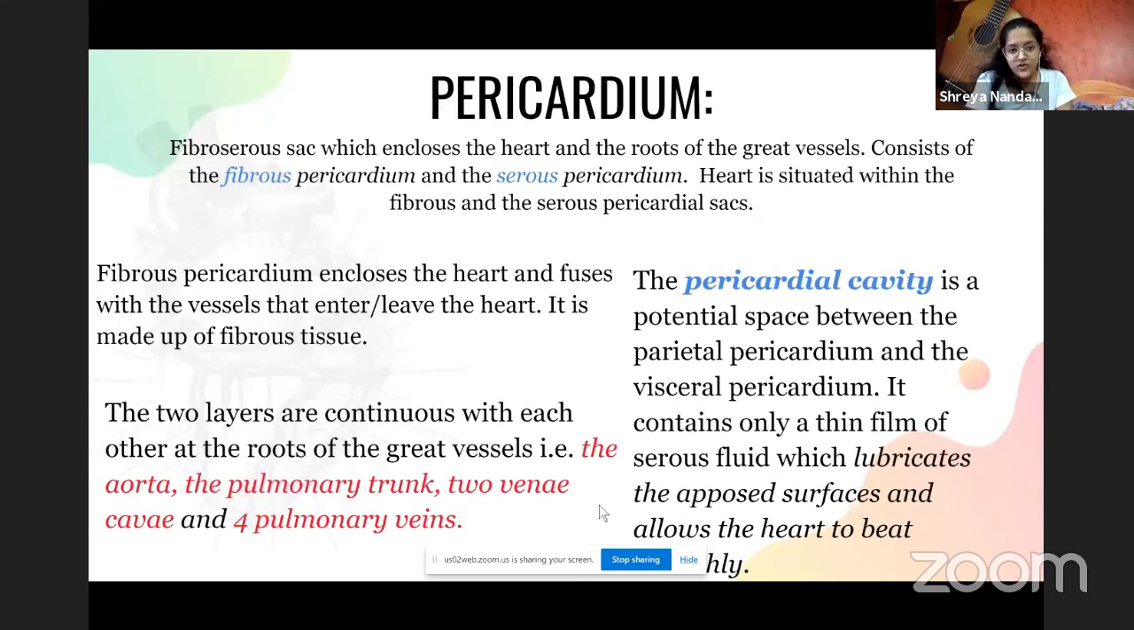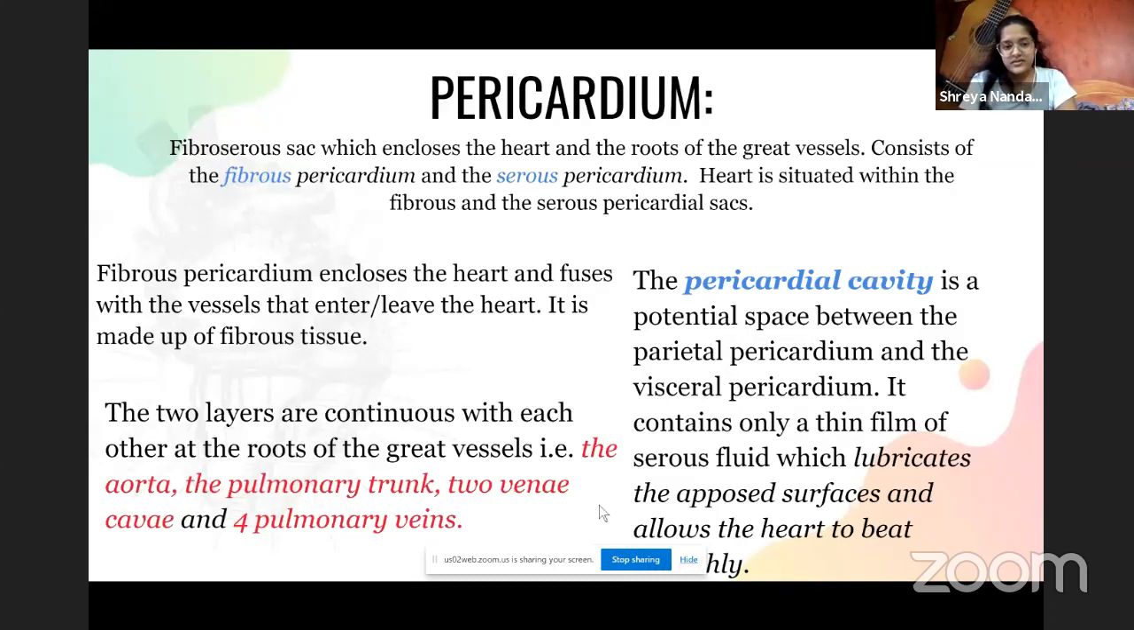Next, we move on to the pericardium, which is the protective covering of the heart. The pericardium has two layers, that is the fibrous pericardium and the serous pericardium. Both of these layers are continuous at the roots of each of the great vessels, that is the aorta, the pulmonary trunk, the two vena cava, and the four pulmonary veins.